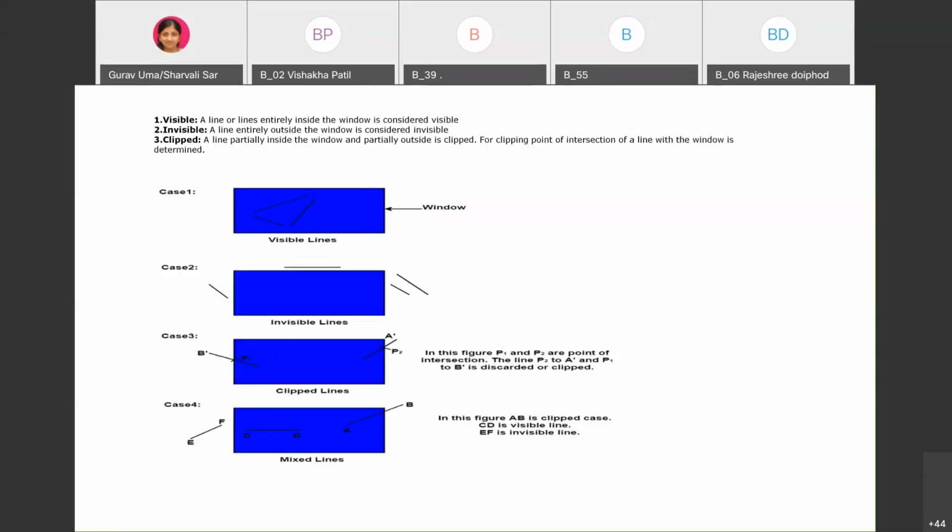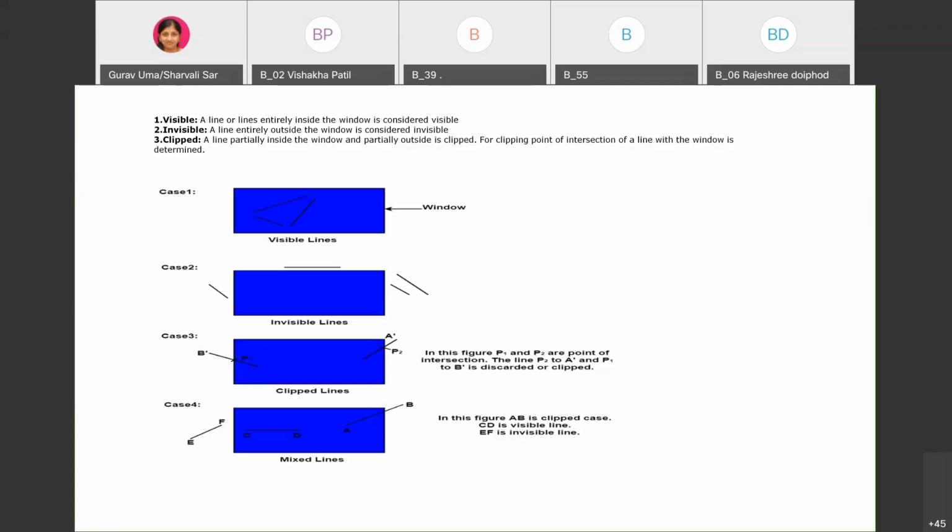Now let's see types of lines. There are three types of lines: visible line, invisible line and clipped line. So visible line means what? A line or lines entirely inside the window is considered a visible line. So those lines which are entirely inside the window, we will consider as visible lines.